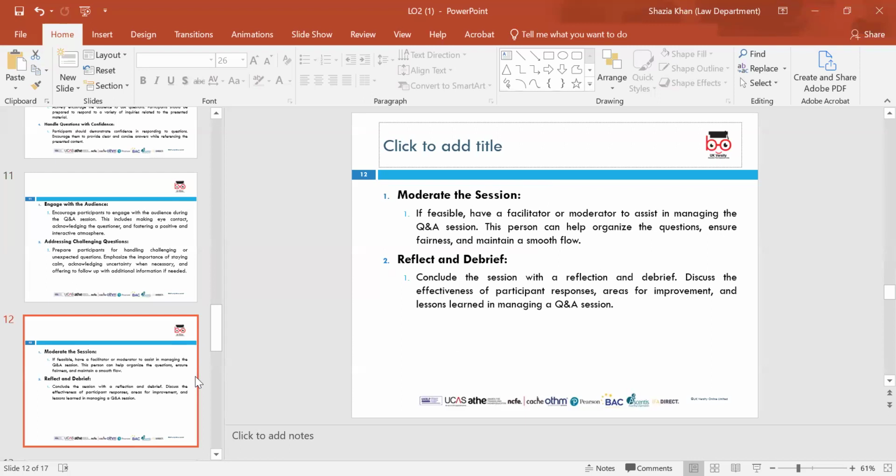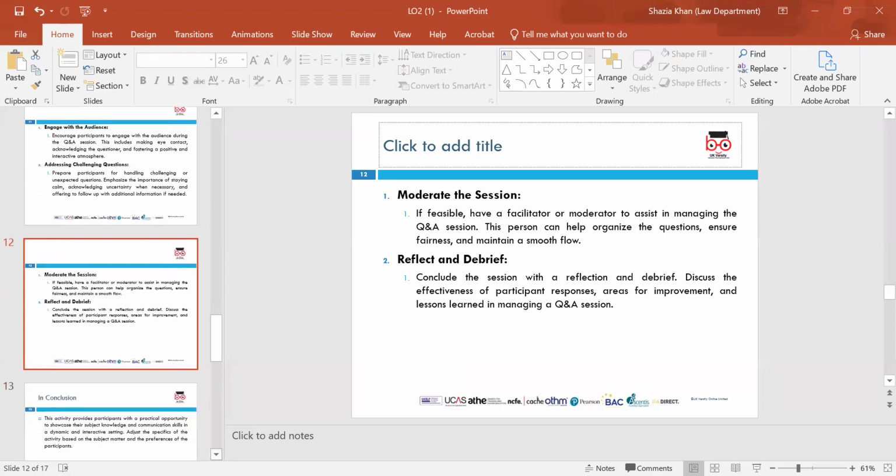Moderate this session. So this will be part of your assignment as well. Okay, so you need to, if feasible, have a facilitator or moderator to assist in managing the question and answer session. This person can help organize the questions, ensure that fairness is there, and maintain a smooth flow. You must reflect and debrief. So conclude the session with a reflection and debrief. Discuss the effectiveness of participant responses, areas for improvement, and lessons learned in managing a question and answer session. This will be discussed more in your assignment in week 5, okay?